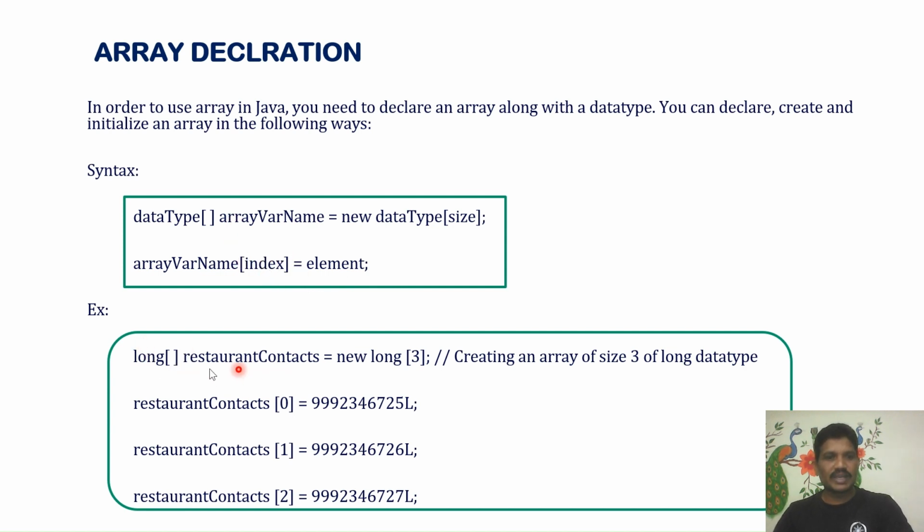The example is also given here. The data type is long, and the array name is restaurant contacts. Then new, the data type, and the size of the array: creating an array of size 3 of long data type. I want to store similar data types in the array. At index 0 of restaurant contacts, the first contact information is stored. The second contact information is stored next, and then the third. This is the way we declare an array and then assign values to it.